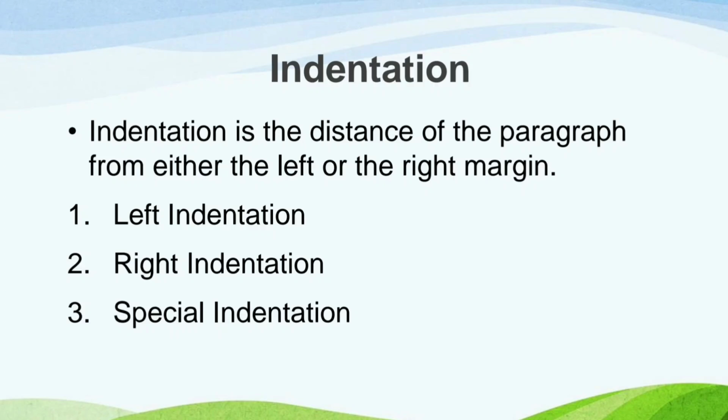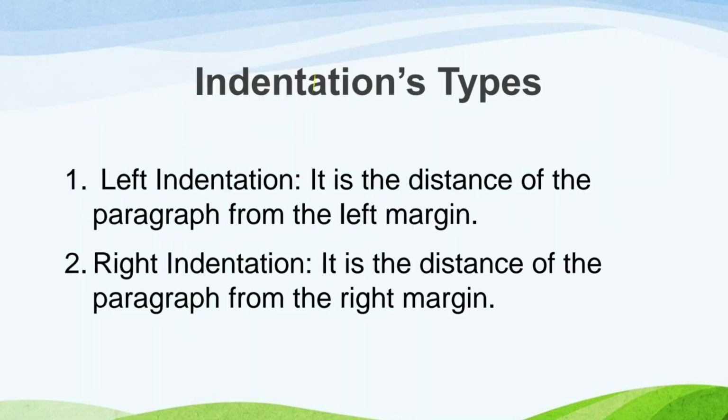So let's discuss these types of indentation in detail. So first is left indentation. It is the distance of the paragraph from the left margin. It means it will adjust from the left side margin. Second is right indentation. It is the distance of the paragraph from the right margin. It means it will adjust from the right side margin.